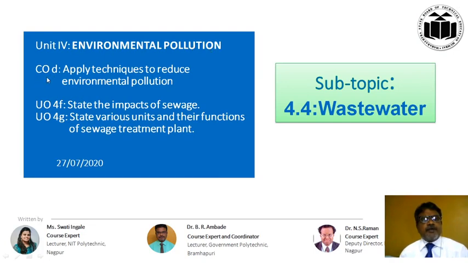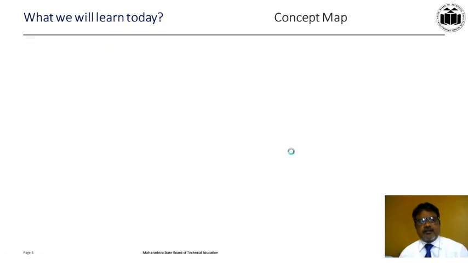We have to satisfy course outcome D, that is applied techniques to reduce environmental pollution, and for this we have to study unit outcome 4F, state the impacts of sewage, and 4G, state various units and their functions of sewage treatment plant. And our subtopic is 4.4 wastewater. So let us start today's lecture.